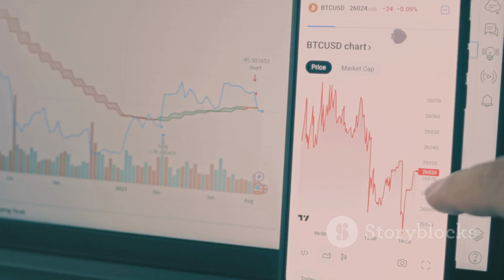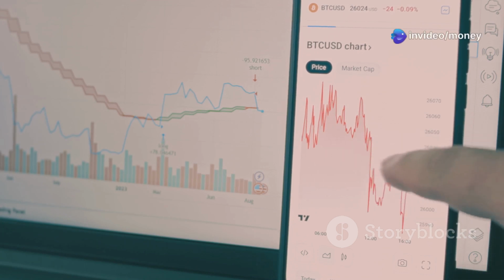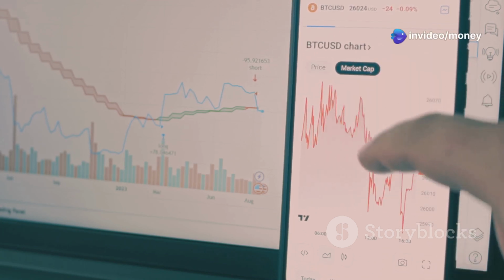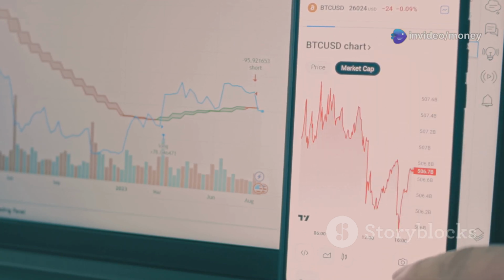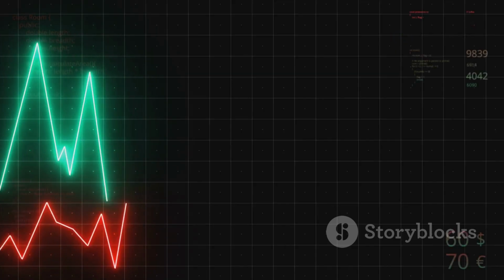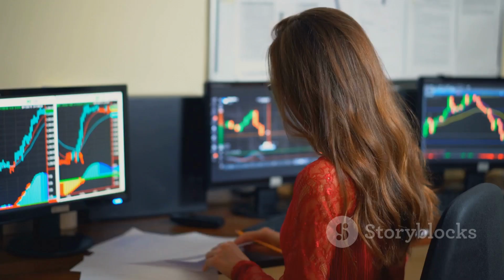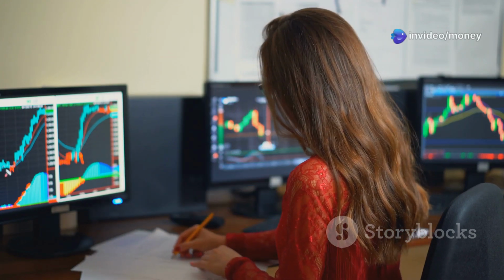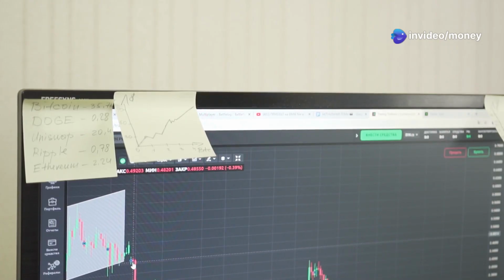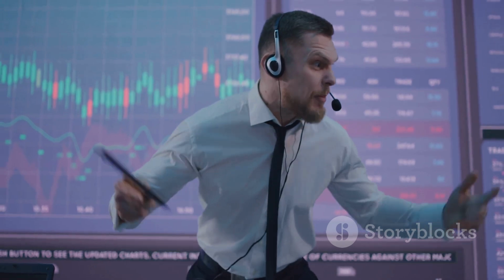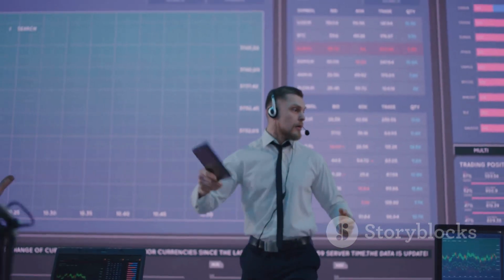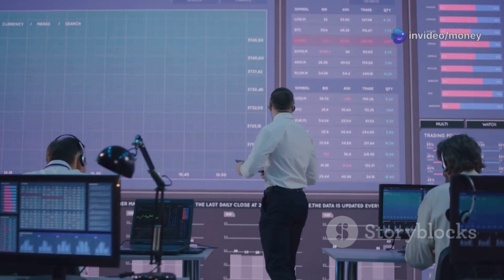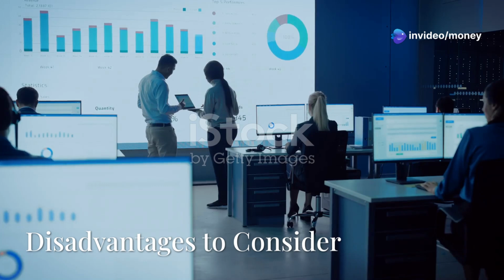Finally, its visual nature makes it relatively easy to understand and interpret, especially with the clear 0 to 100 scale and the 80-20 levels. The crossover signals are also visually straightforward. This accessibility makes it a good starting point for traders who are new to technical indicators. While mastering its nuances takes time and practice, the basic signals are not overly complex. This ease of use, combined with its potential effectiveness, contributes to its enduring popularity among traders of all experience levels.